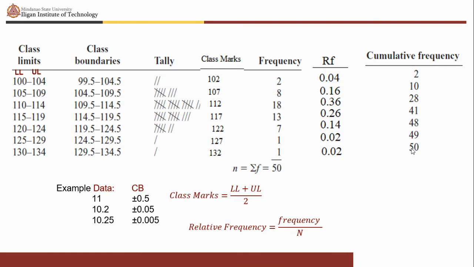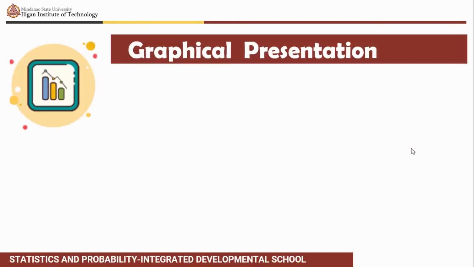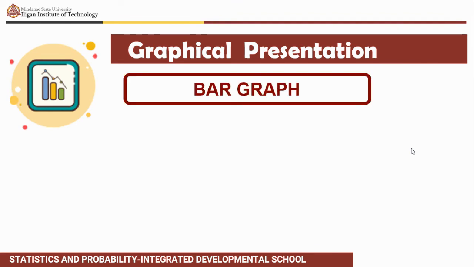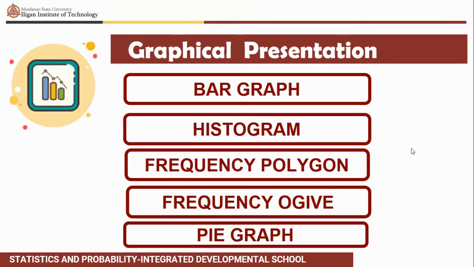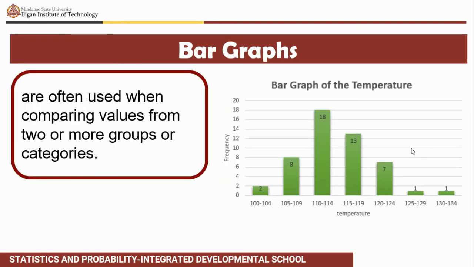Now we will proceed to graphical presentation. In graphical presentation, we have different graphs. We have bar graph, histogram, frequency polygon, frequency ogive, and pie graph. For the bar graphs, these are often used when comparing values from two or more groups or categories. Based on the data that we have for the temperature, for our x-axis we have the class limits, and for the y-axis, we have the frequency. And these are now the frequencies.